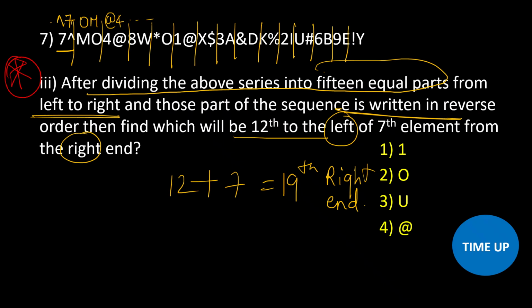So 19th from the right hand means you will be here, in this position. Here also they will interchange first. Here at will come, 1 will come. Correct? So what will be the answer? 19th from the right hand means 1, 2, 3, 4, 5, 6, 7, 8, 9, 10, 11, 12, 13, 14, 15, 16, 17, 18, 19th. So the 19th is 1. So 1 will be your answer.